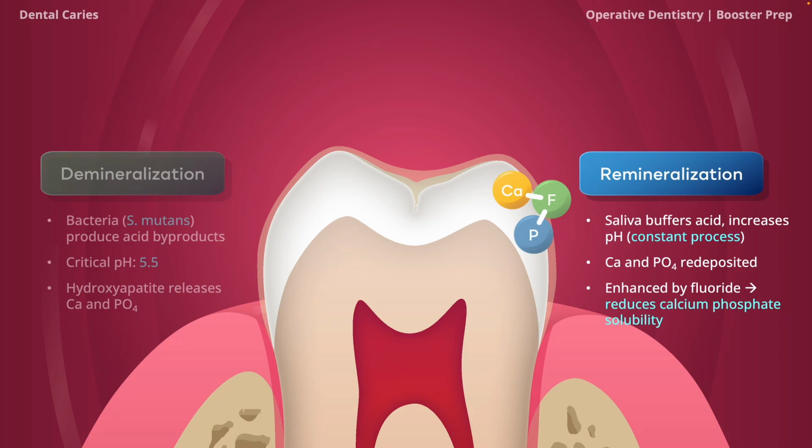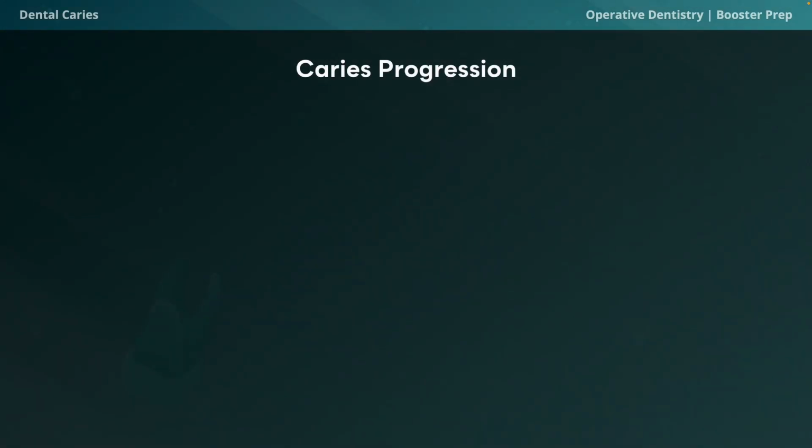So all in all, the balance between these two processes, demineralization and remineralization, determines whether enamel stays healthy or develops a lesion. This is why preventative treatments like fluoride application and maintaining a neutral pH are so important in caries management. Alright, now let's talk about caries progression.